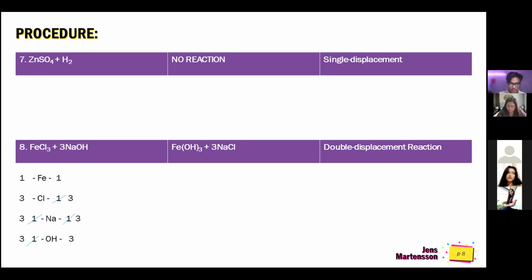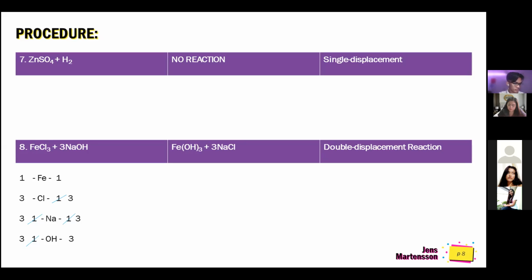Number 8, FeCl3 plus 3NaOH yields FeOH3 plus 3NaCl. This is a double displacement reaction since one compound is reacting with another compound, creating two new compounds.